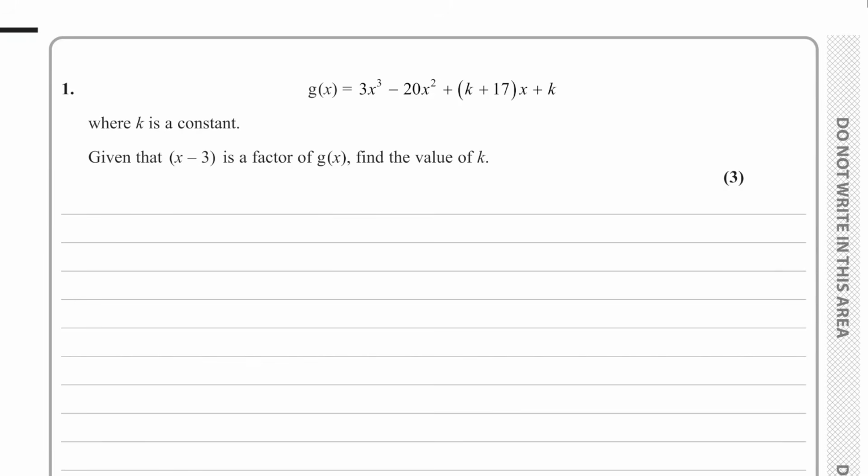Question 1. g of x is equal to 3x cubed minus 20x squared plus (k plus 17) times x plus k, where k is a constant. Given that x minus 3 is a factor of g of x, find the value of k.